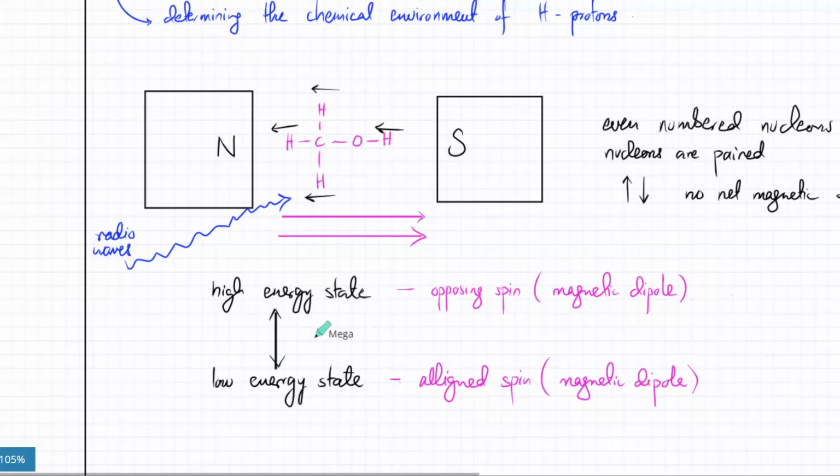Yes, sir. And there's going to be an energy gap. I mean, the proton will not by itself go into the opposing spin. It needs energy from radio waves, and then it's going to resonate. Okay, so hopefully this is what will happen.